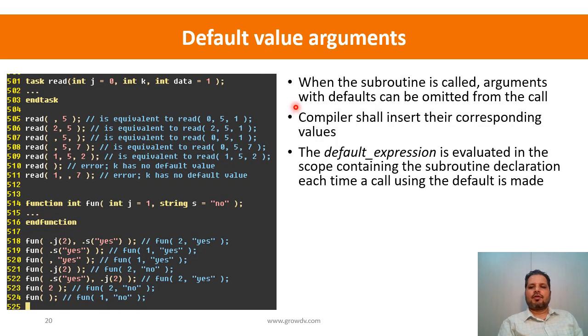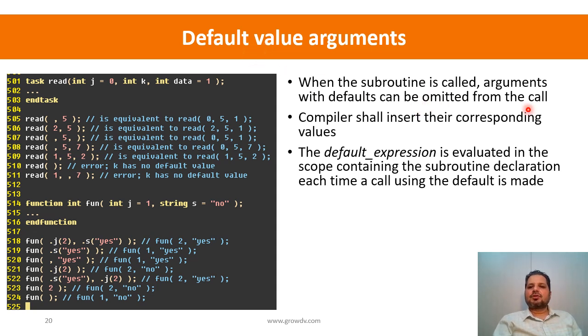So in this slide, we'll look at two things. One is how we can define the default value for the formal arguments of tasks and functions. And the second thing is how we call by name and by position, that is, how we pass the arguments to the tasks and functions by name and by position. So all three concepts we will look at over here.